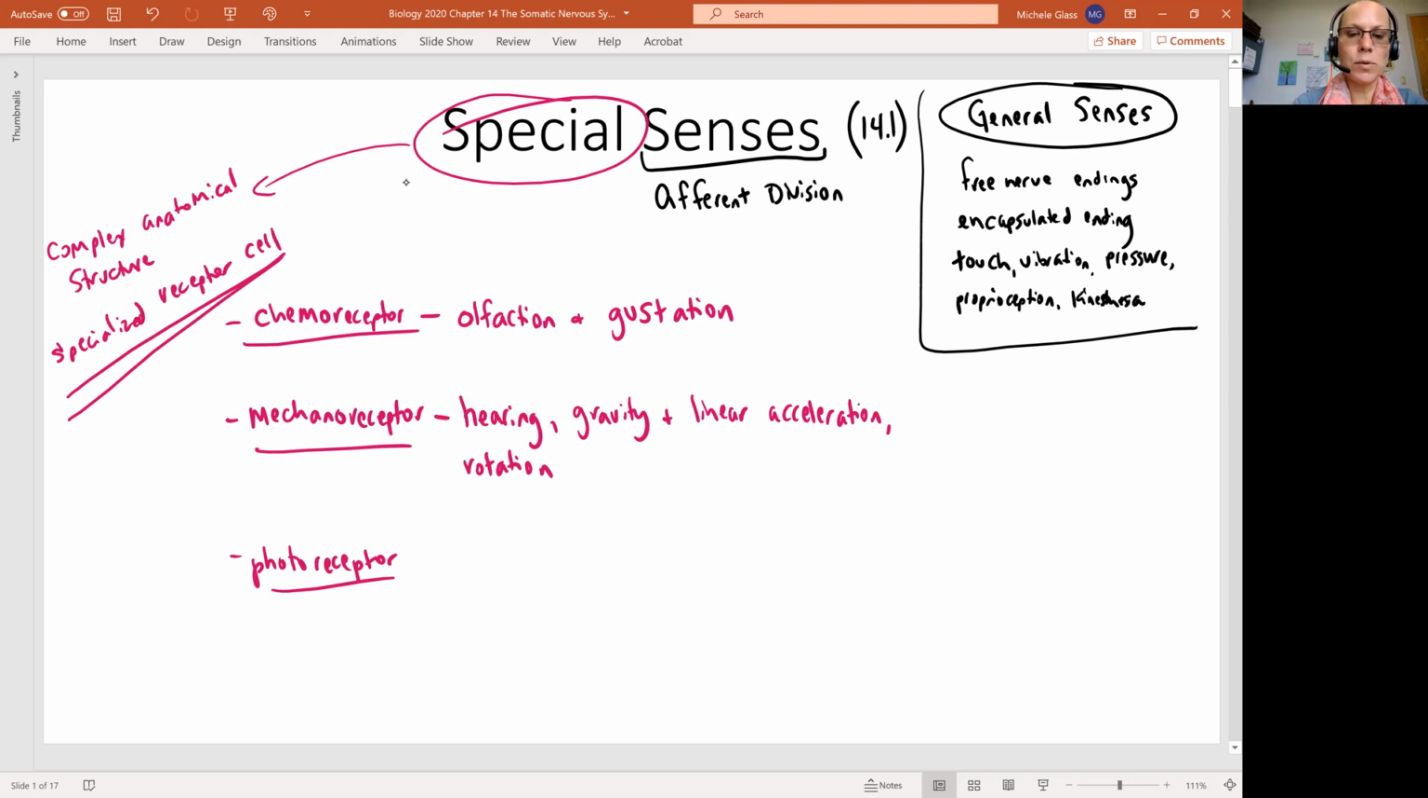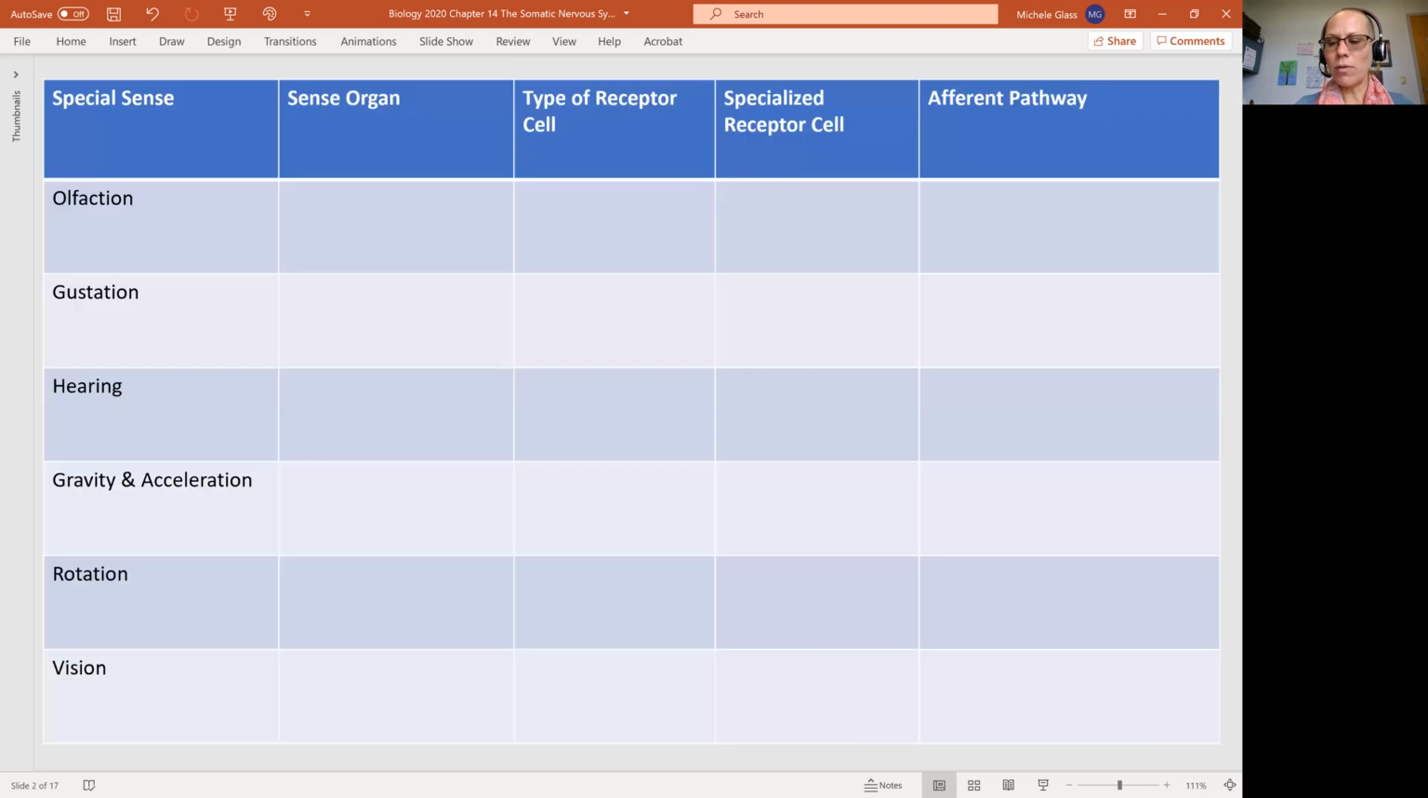The photoreceptors are located in the eye, and they're going to be stimulated by photons. Photon is a particle or wavelength of light. And we'll see then photoreceptors are important in detecting vision. As we go through each of these special senses in more detail, let's take a look at the type of information we're going to be collecting.